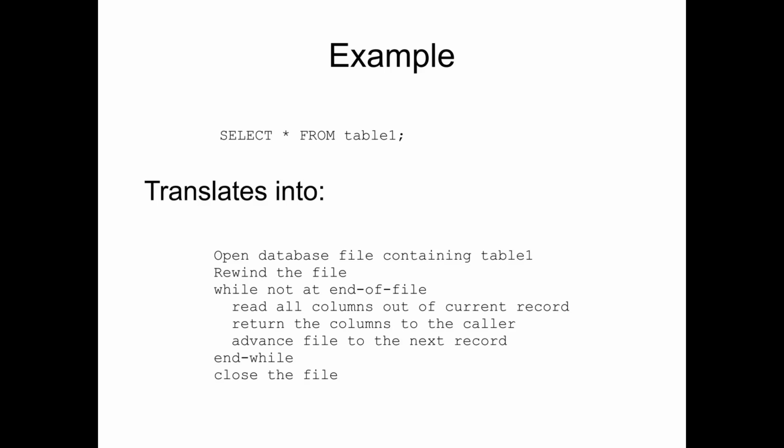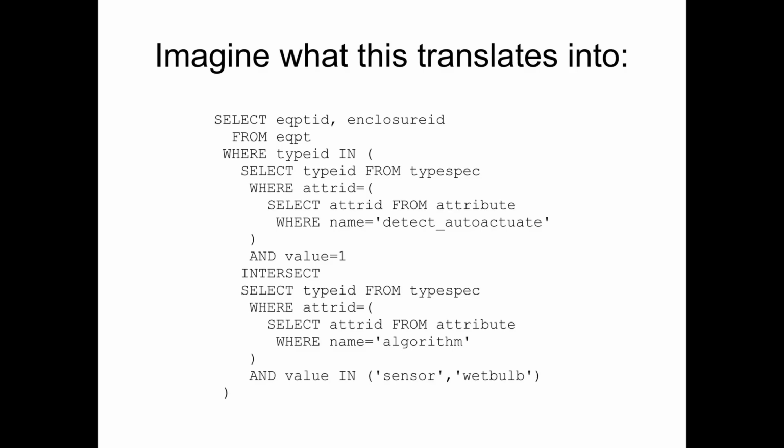So for example, if you have a simple query like select everything from table 1, this might get translated into a program that would look something like this. You would open the database file that contains the table, and you rewind to the beginning of the file, and then you'd start looping through the file, reading out columns and returning them to the user until you reach the end of the file, and then you would close the file. And you say, well, that's really simple. I could have done that myself in a few lines of C code. And you're probably right. But the usefulness of SQL comes into play when you get more complex queries.